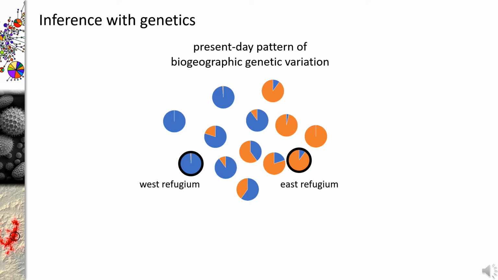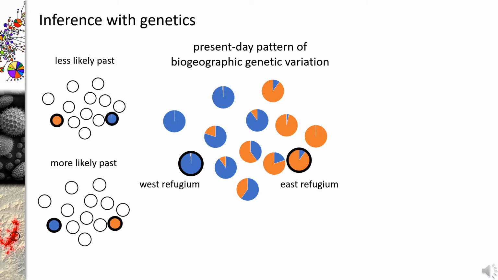Here I have a cartoon of various populations sampled across a landscape. We're going to presume we have a blue genotype and an orange genotype, and we're going to hypothesize that the species hunkered down during the last glacial maximum in a western refuge and an eastern refuge. Now, as you might imagine, there are an infinite number of ways for the species to spread out from these two refugia and recreate this present-day pattern of genetic diversity.